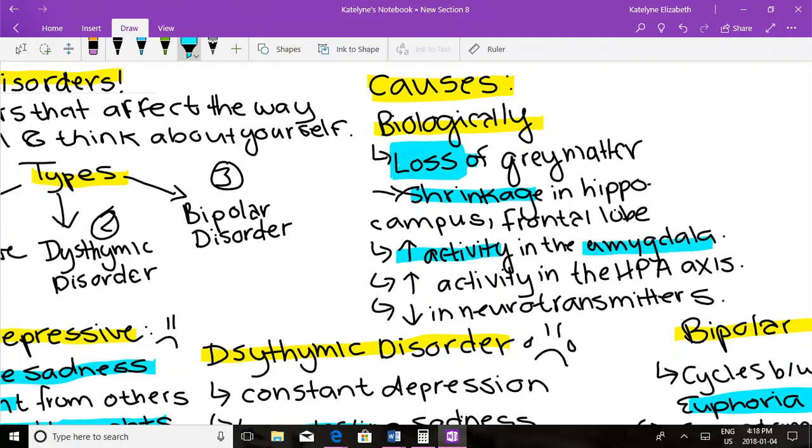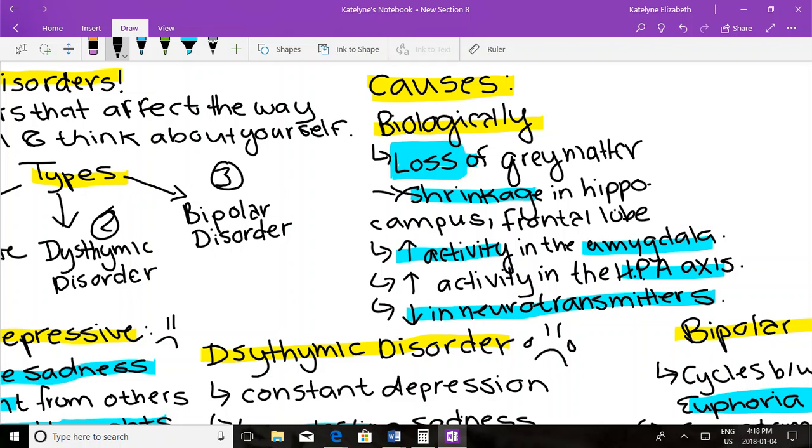And another one would be high activity in the HPA axis, which basically means the hypothalamus, pituitary, and adrenal axis. That's the acronym there. And then the last biological cause that I have listed here is a decrease in neurotransmitters. Some of these neurotransmitters could include a decrease in dopamine, a decrease in serotonin, a decrease in norepinephrine, and also a decrease in glutamate.